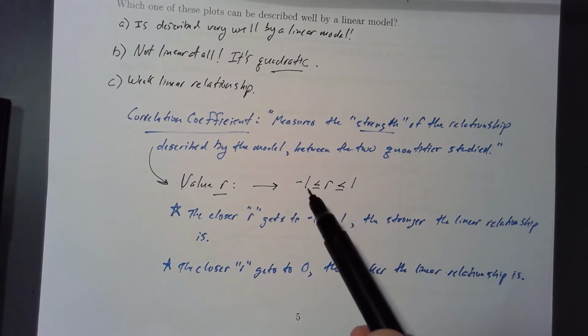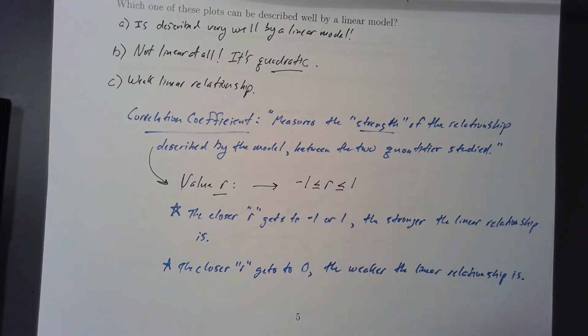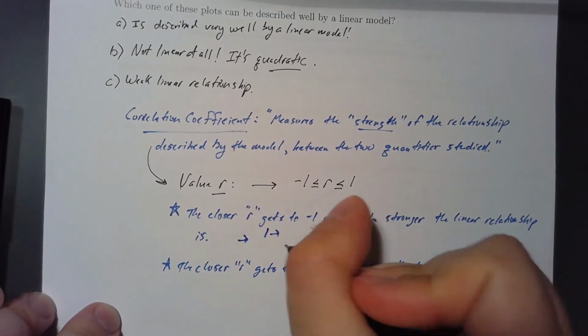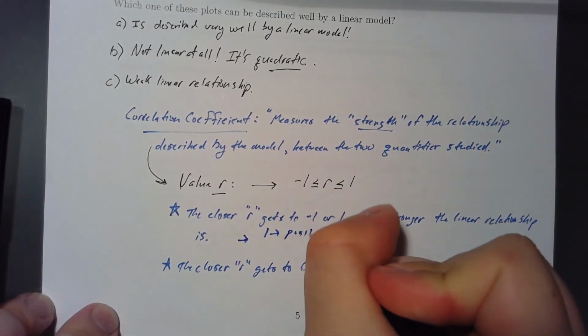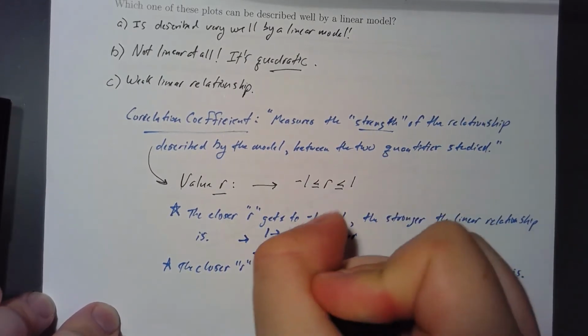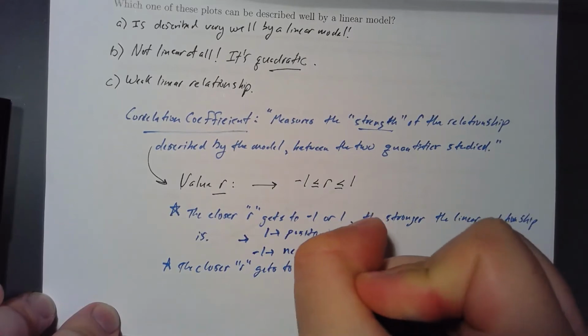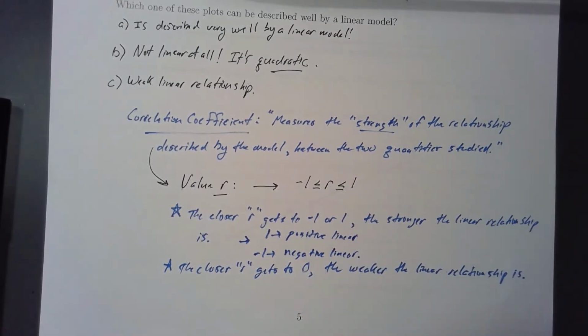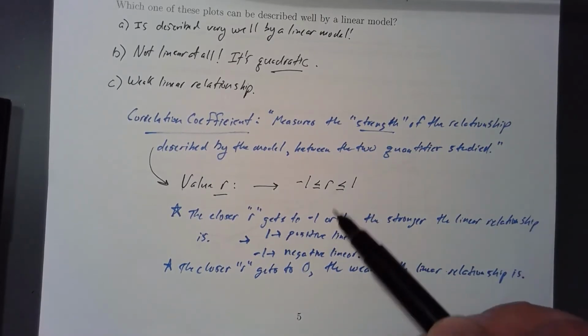So why negative? I'll just put a little subnote here. 1 means positive linear. -1 means negative linear. That's all it is. Positive linear means it goes up from left to right. Negative linear means it goes down from left to right. But the closer it is to 0, the weaker it is.